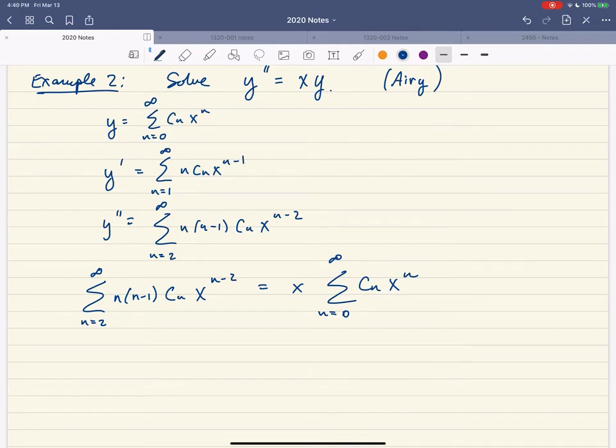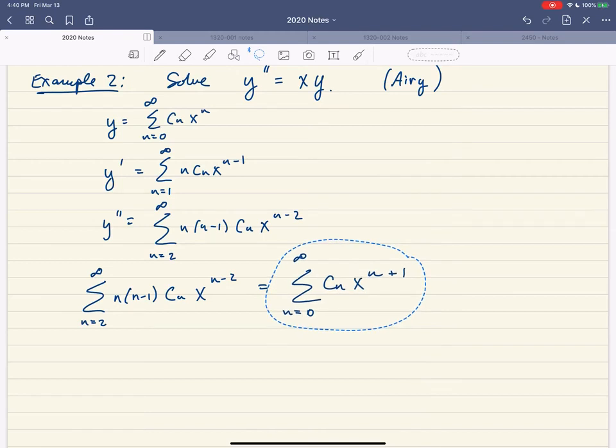So the first and most obvious thing we can do, and I'm just going to slightly cheat here, is take this x and move it inside the sum, and that's going to make this an x to the n plus 1. Okay. And the next thing we need to figure out is how to get the powers of x to be the same, and how to get the starting indices to be the same. Right now the left sum starts with n equals 2, the right sum starts with n equals 0. We need to get them to be the same in order to equate them as power series.